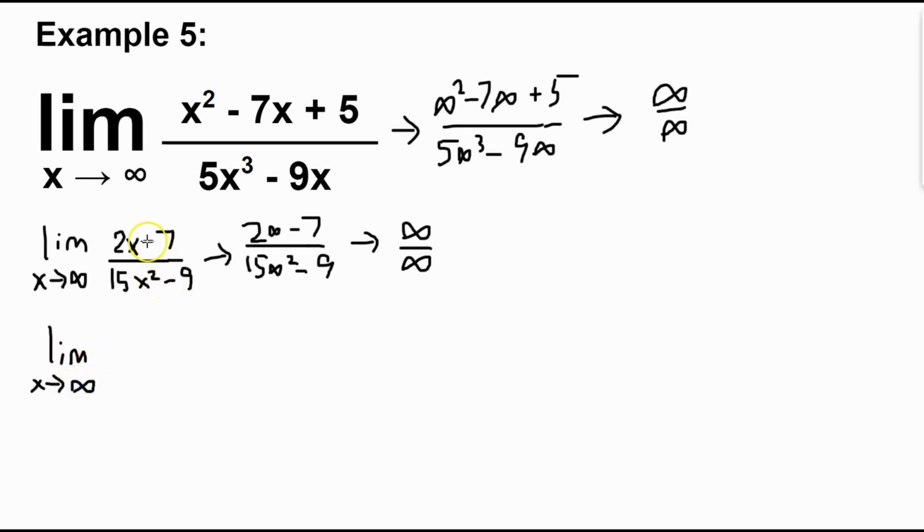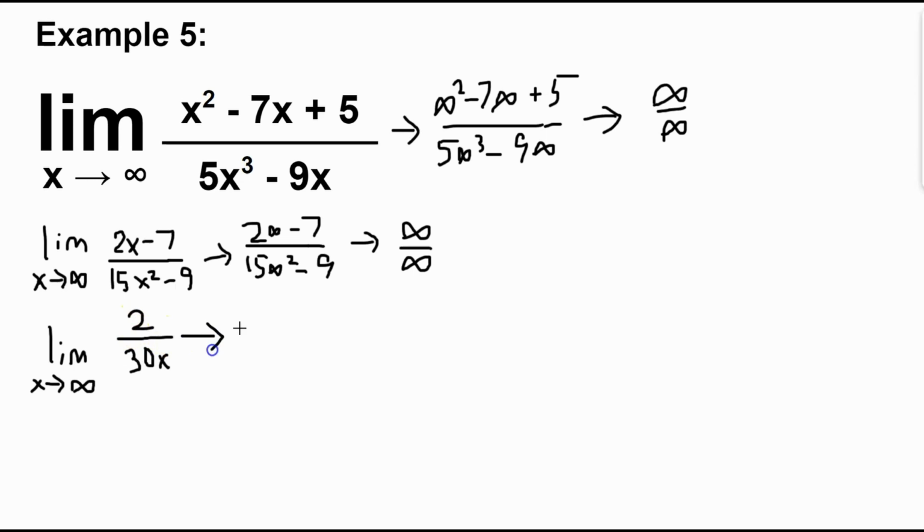But it is something we can do in this case, and it is something we can use to get the answer. So the derivative of 2x minus 7 would just be 2. Derivative of 15x squared minus 9: 15 times 2 is 30. And then we're just left with 30 times x. Negative 9 drops.